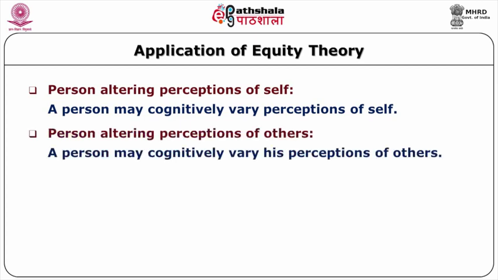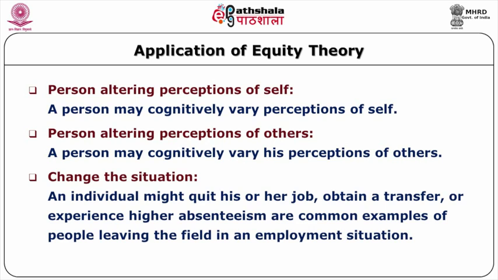The fourth inequity reduction method: person altering perceptions of others. A person may cognitively vary his or her perceptions of others. For example, if I feel others' outputs in the form of salary are more than my outputs, then I would convince myself that others put in a lot of hard work, give more time, show more commitment, and hence they deserve the higher pay package.